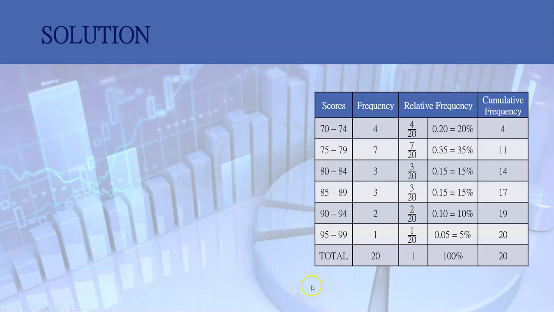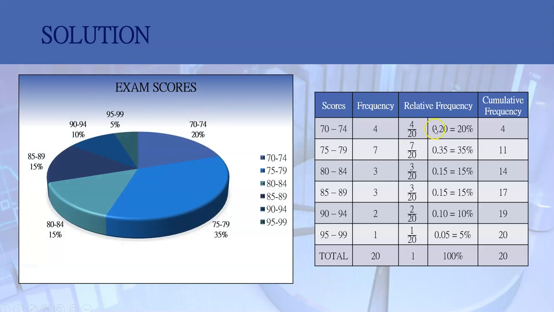For the pie chart, I'm just going to take the percentages that we came up with for the relative frequency and use them to come up with the slices for my pie. So 70 to 74 is this color here that represented 20%. 75 to 79 is this larger wedge right here. 80 to 84 is 15%, another 15%, then 10, and then 5, all coming from the relative frequency column.